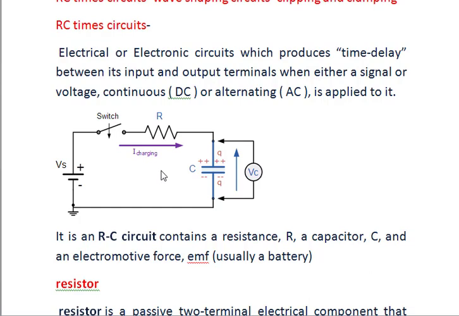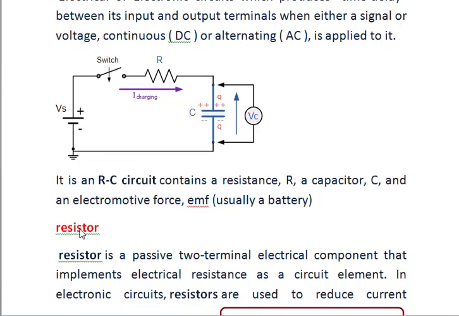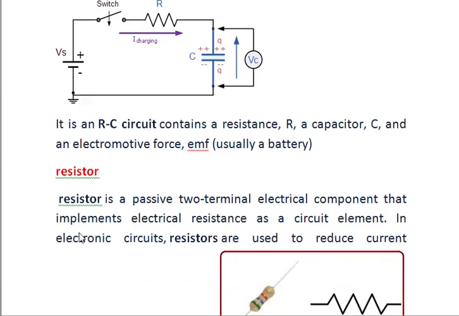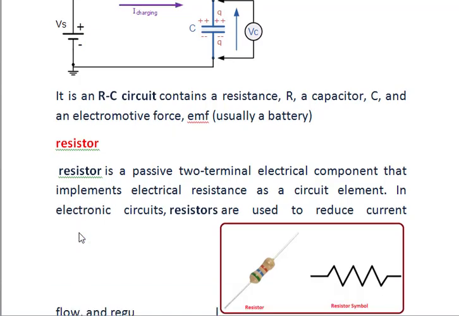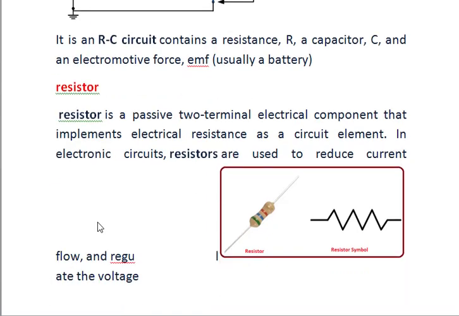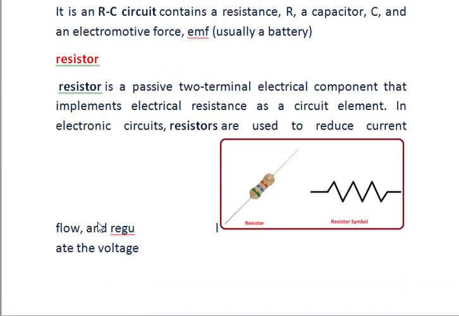Before discussing this circuit, we must know what a resistor is. It is a passive electrical and electronic device. It has two leads. It is used to resist the current. Resistors are used to reduce the current and also to regulate the voltage in some electronic circuits. Physically, the resistor appears like this. The electronic symbol for the resistor is like this.